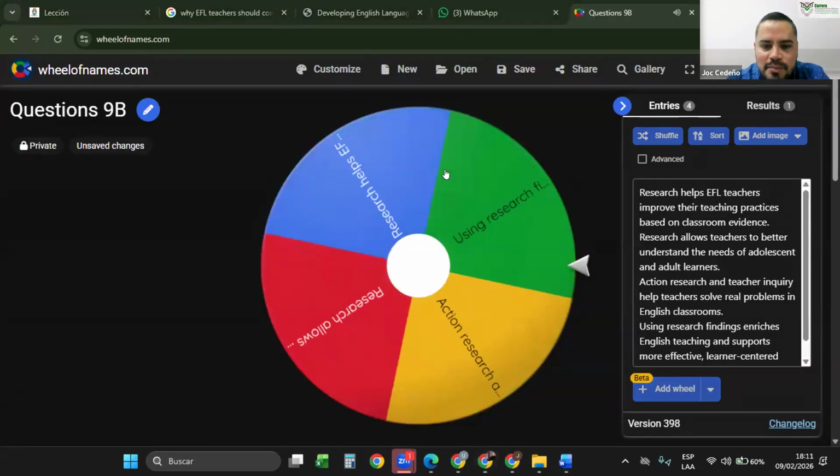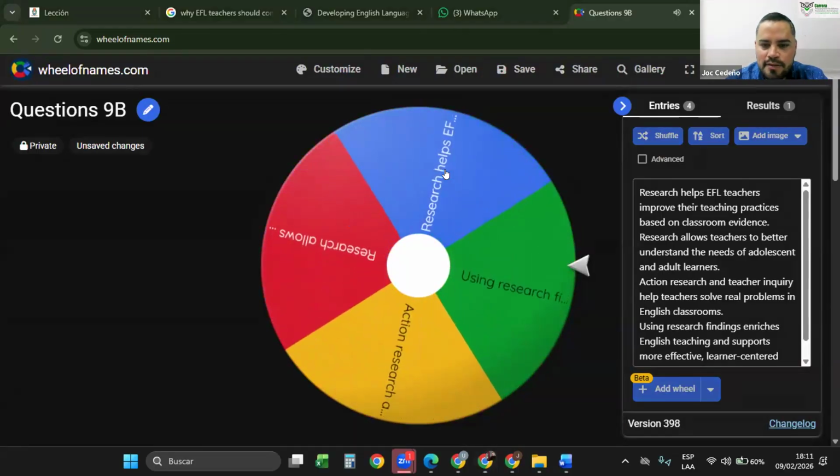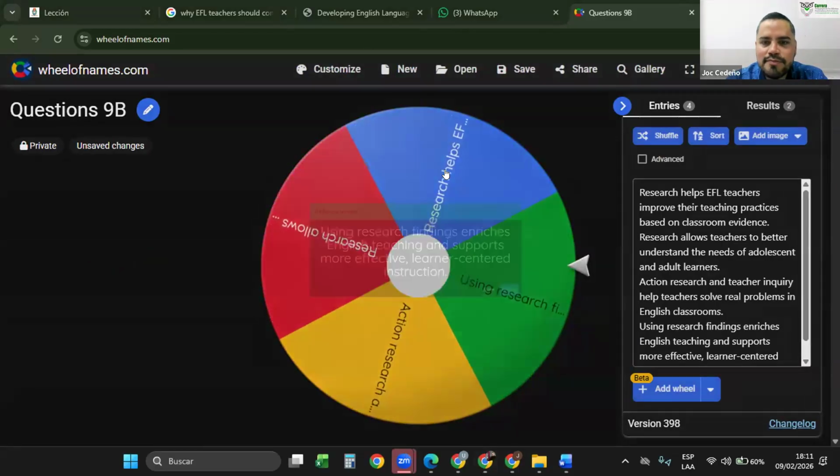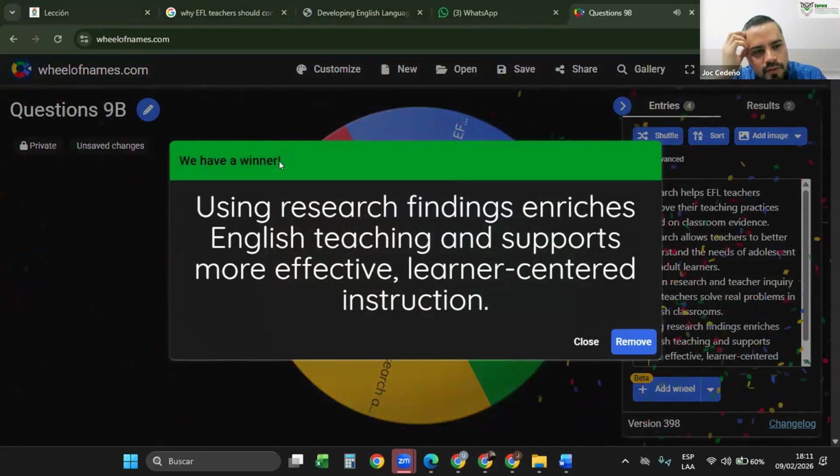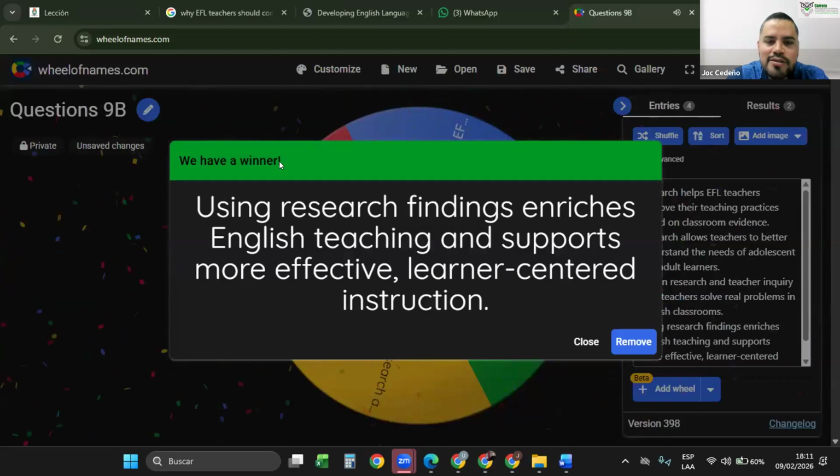Here's the next statement. True or false? Using research findings enriches English teaching and supports more effective learner-centered instruction. True or false? It is not about yes and no, but true or false. Thank you, Dalia, for the correction. Kilian, why do you think this is true?